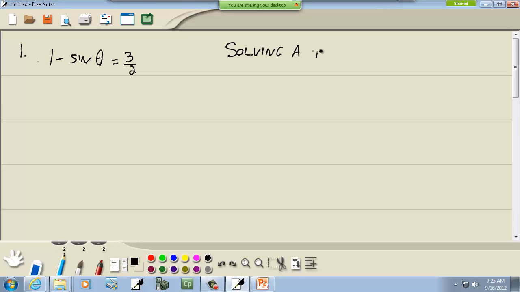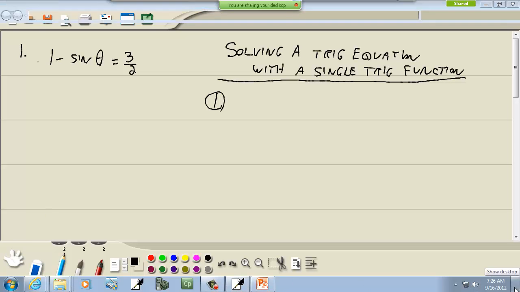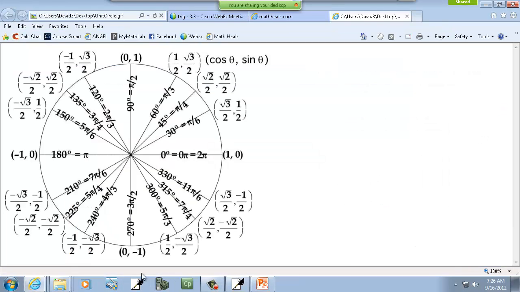And this is solving a trig equation with a single trig function. And I need to get my unit circle up and running here.